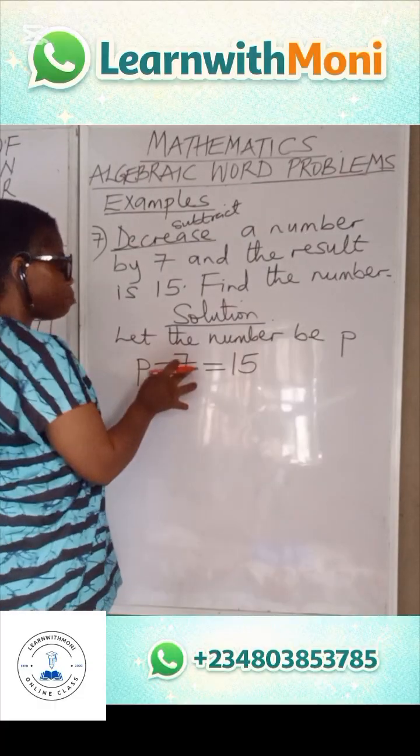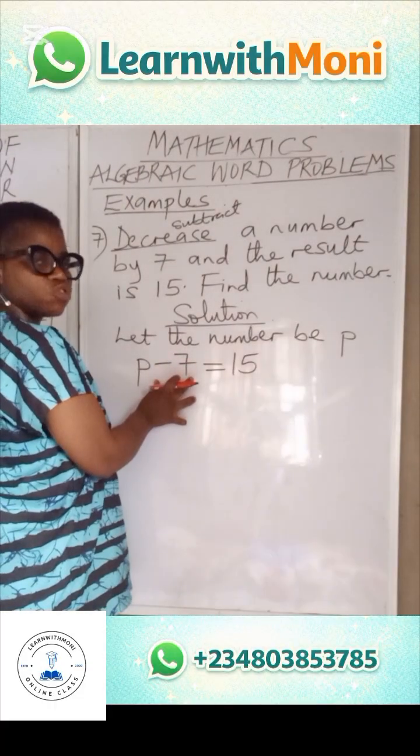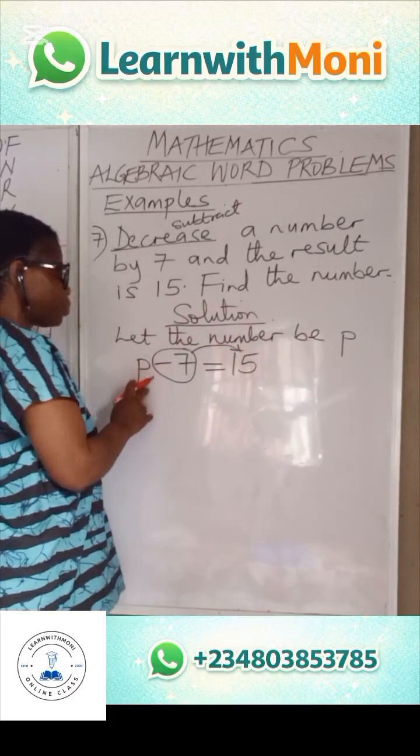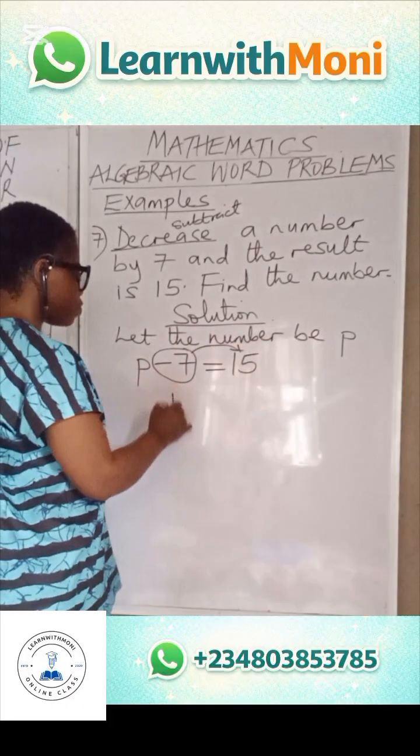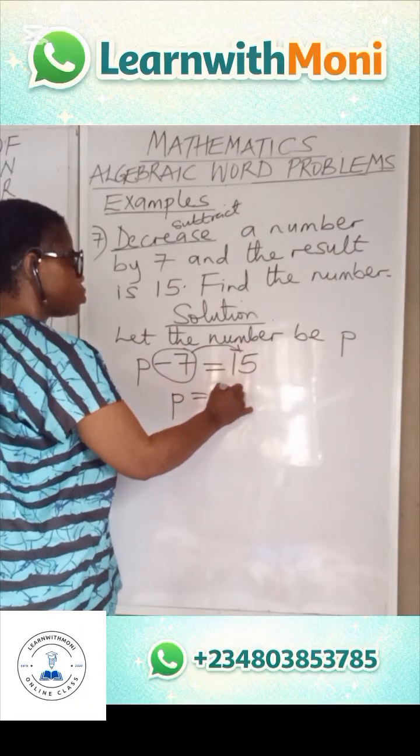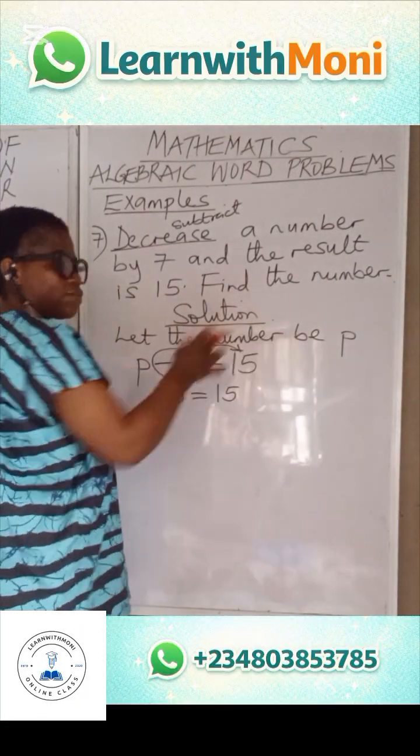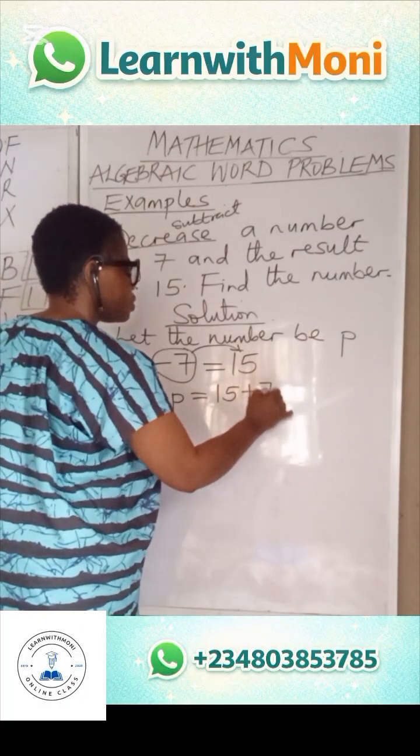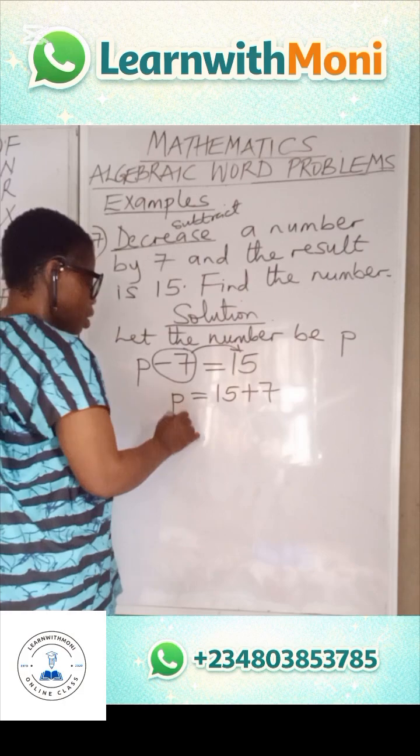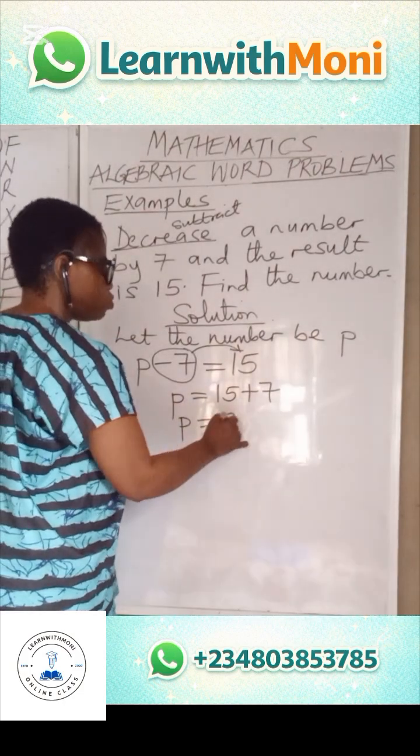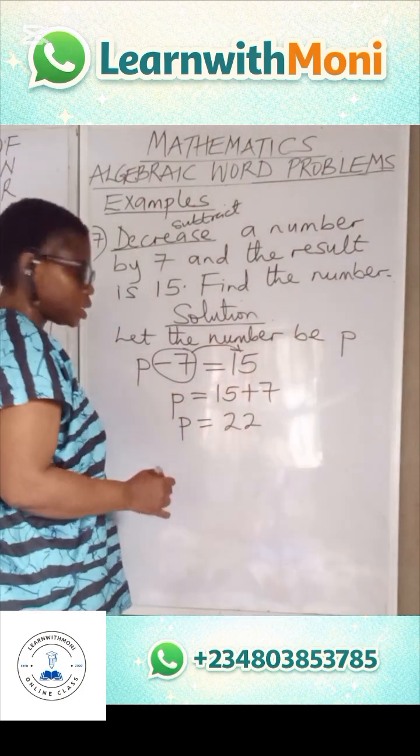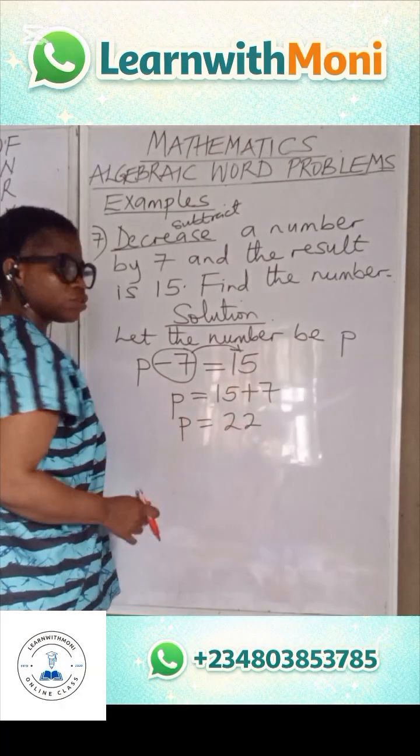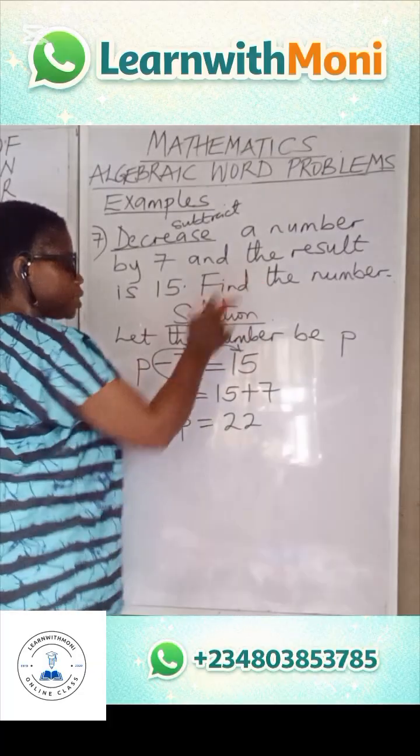Find p. Minus 7 is to be removed from here. We have to take it to the other side so that p can be left alone. So we have p equals 15. When the minus 7 comes to that side, it changes to plus 7. That means p equals 22. 15 plus 7 is 22. The number we need to find is 22.